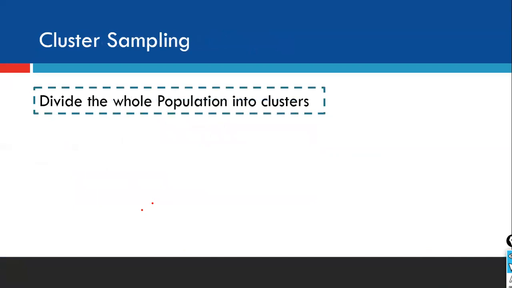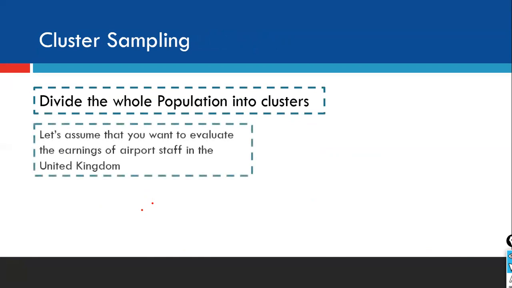All right, next one is cluster sampling. Cluster sampling is somewhat similar to stratified random sampling, but there is a difference here. Even in the case of cluster sampling, we divide the entire population data into segments, which are nothing but the clusters.